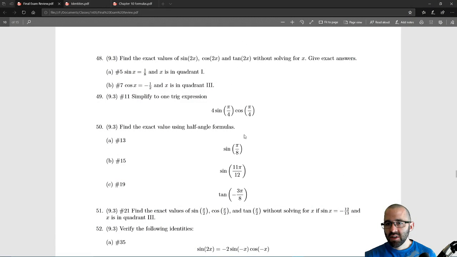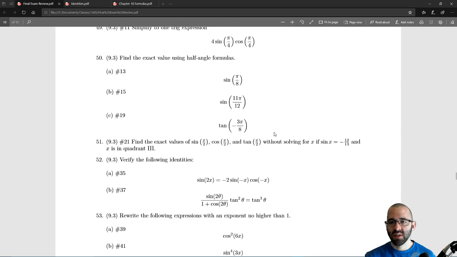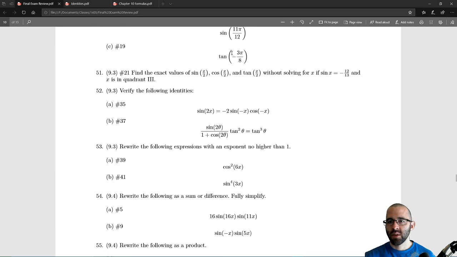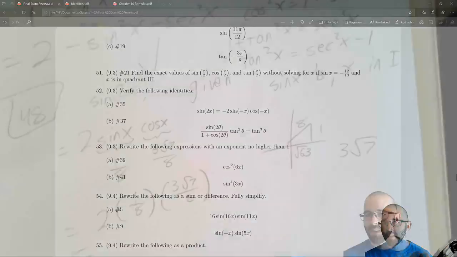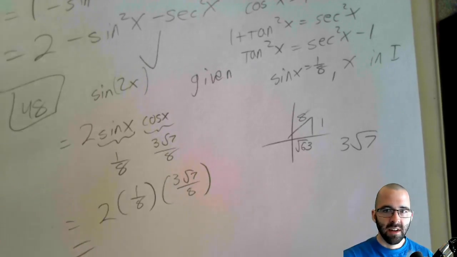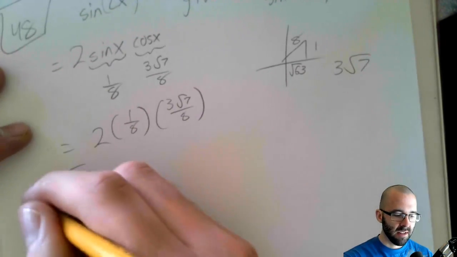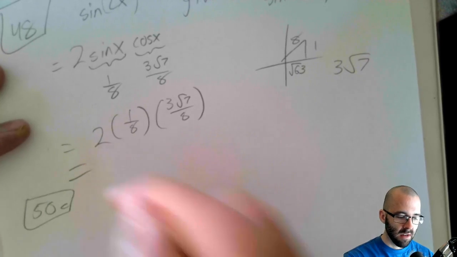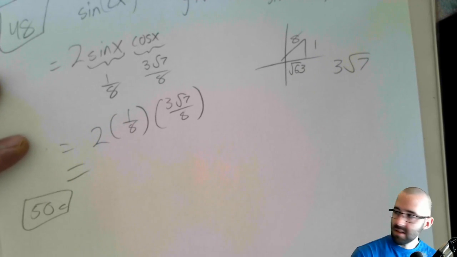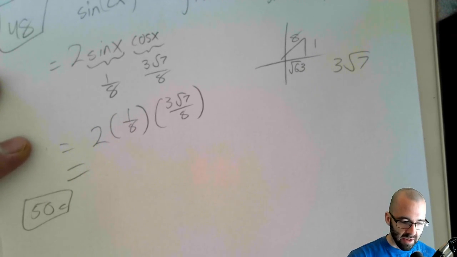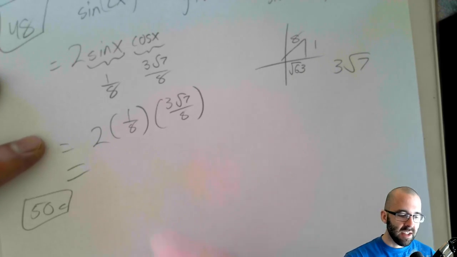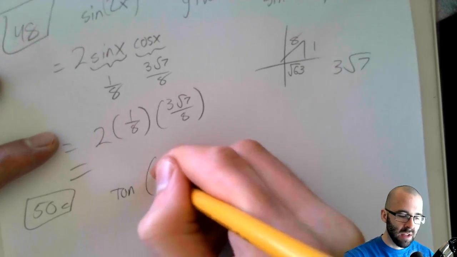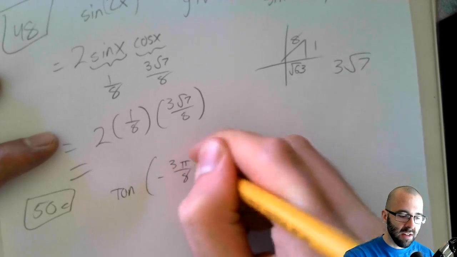Half angle formulas are usually the trickiest for a lot of people. Watch out for them. Sine of pi over 8, for example. Tangent of -3 pi over 8 would be good, something like 50c. Oh, goodness, that was loud. I apologize. 50c is the tangent of -3 pi over 8.